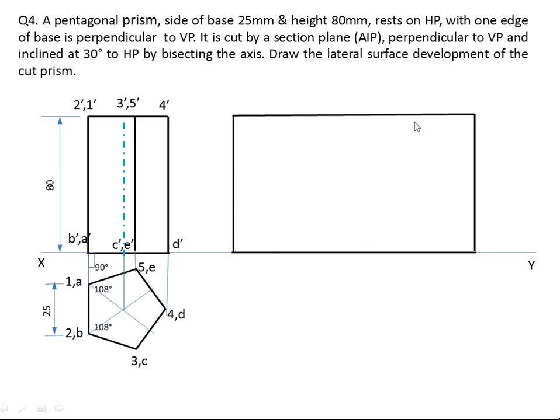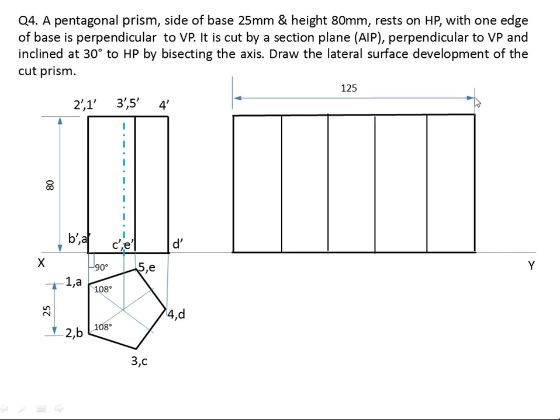So its length should be 25 and number of sides 5. So that means 125 by 80. Now next we have to find out the cutting plane. So here the cutting plane is inclined 30 degrees to HP and bisecting the axis. So bisecting means here the midpoint of this axis, and we have to make the angle 30 degrees.